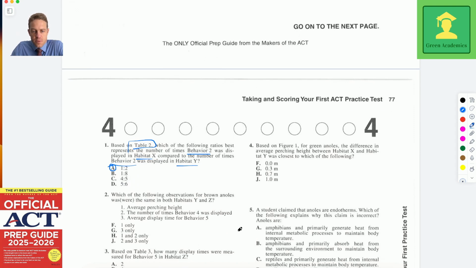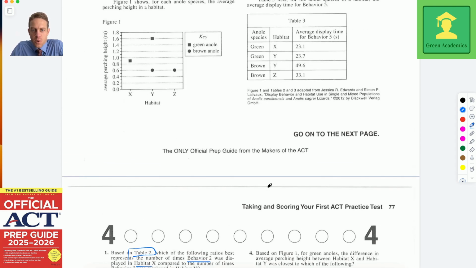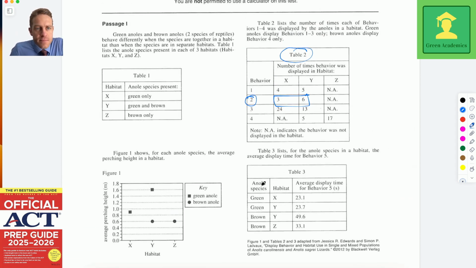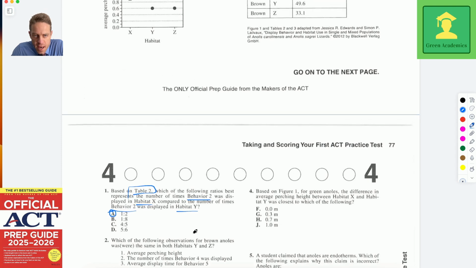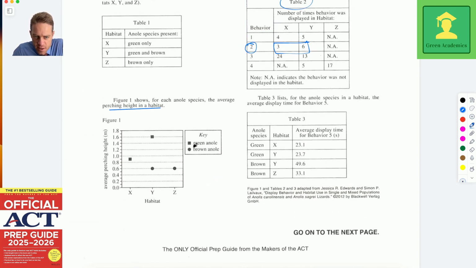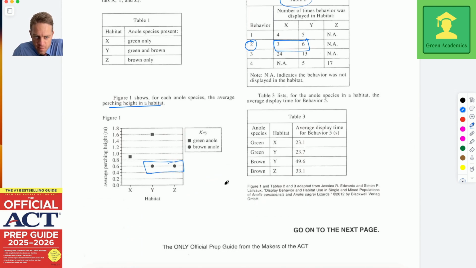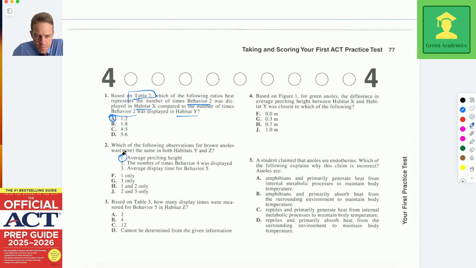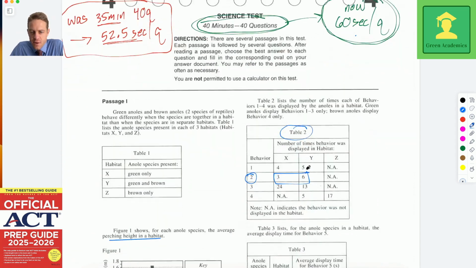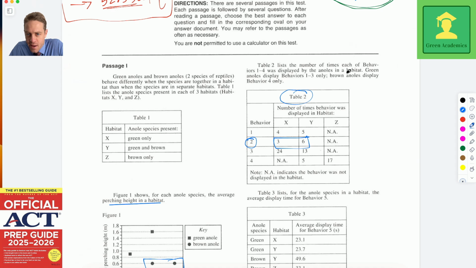Which of the following observations for brown anoles was or were the same in both habitats Y and Z? Brown anoles, average perching height. Perching height, so what is shown by which chart? Oh, so figure 1 shows perching height. For brown anoles in habitats Y and Z, brown anole is the circular, so these are the same. So yes. The number of times behavior 4 was displayed. Behavior 4 for brown anoles.